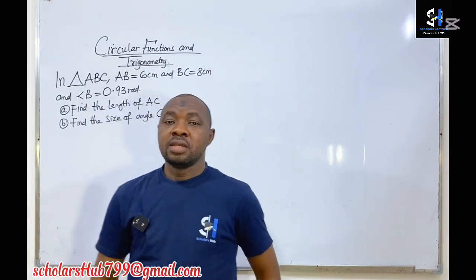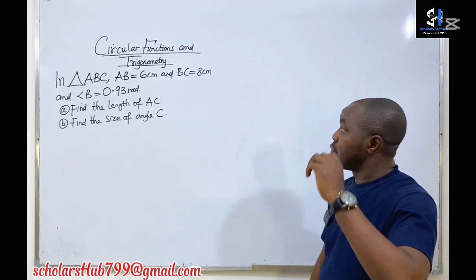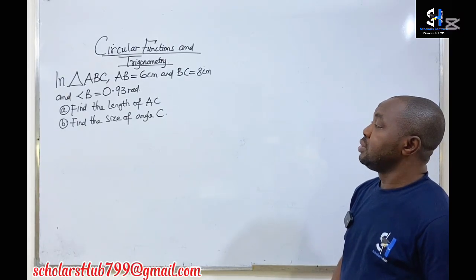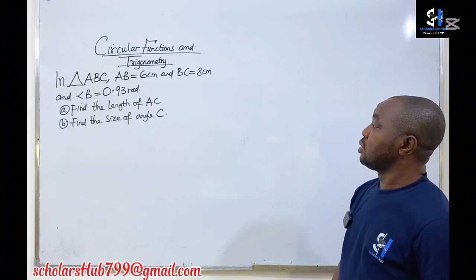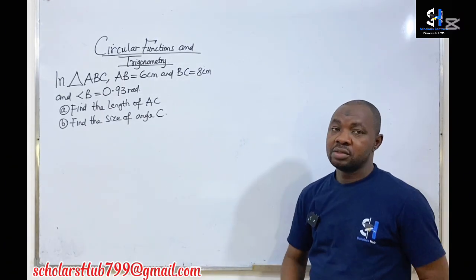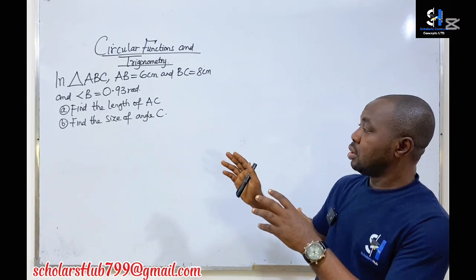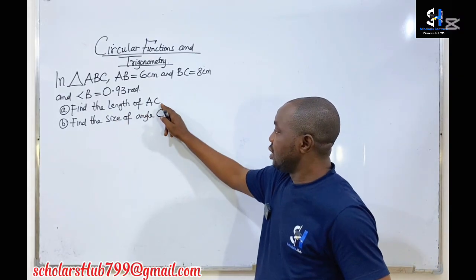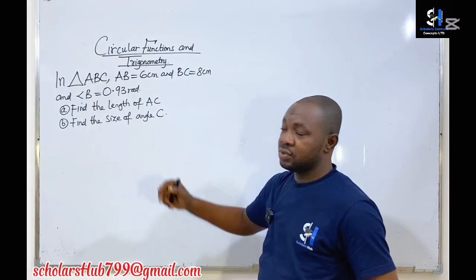Everyone. Here is a question on circular functions and trigonometry. In triangle ABC, side AB equals 6 centimeters, side BC equals 8 centimeters, and angle B equals 0.93 radians. The angular measure is in radians. We are asked to find the length of AC and also the size of angle C.